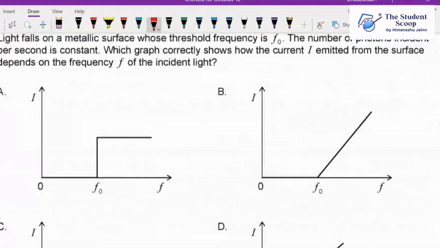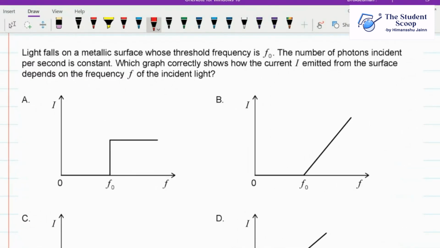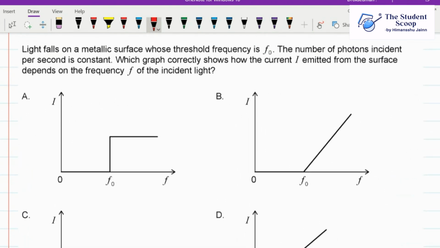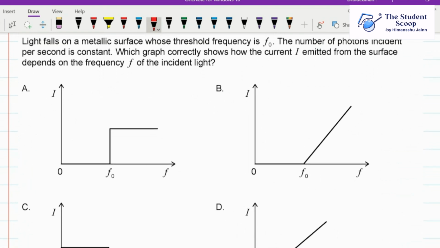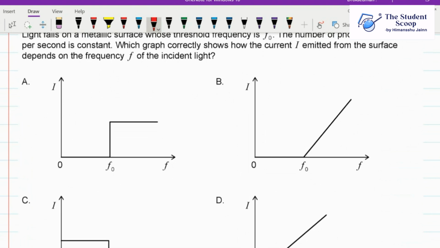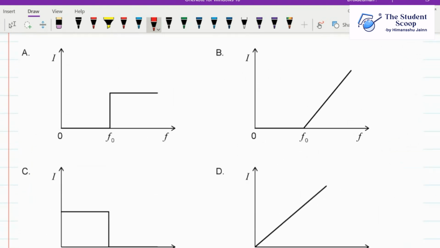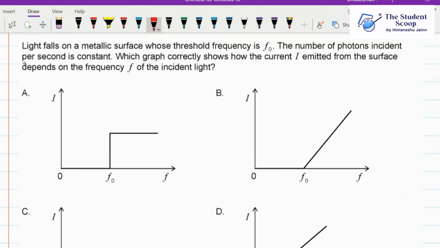Now, the last two MCQs we will do quickly. In this question, what is happening? A light falls on a metallic surface whose threshold frequency is f0. Now the number of photons incident per second is constant. Which graph correctly shows how the current I emitted from the surface depends on the frequency? Below the threshold frequency there will be no current, and after a certain frequency, if we keep on increasing, we will get a constant current. Because the number of photons incident means the intensity is the same, so the intensity is not changing, then the current will also be constant, not increasing.